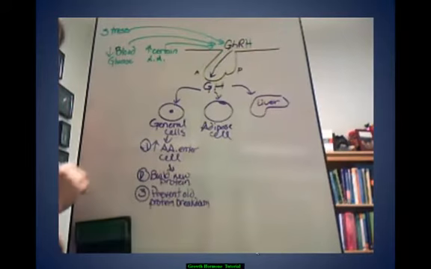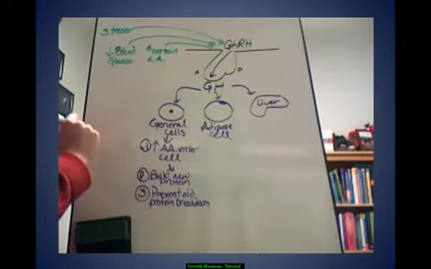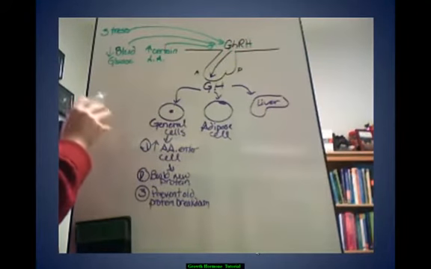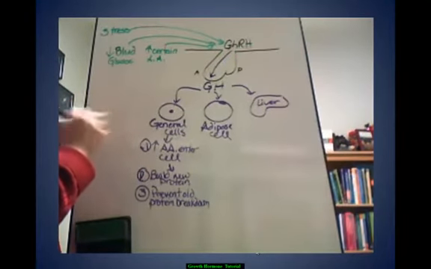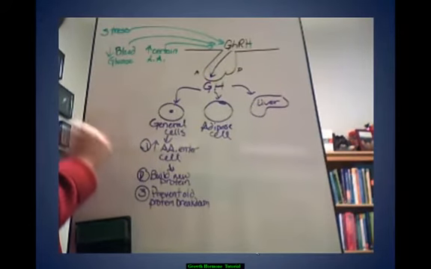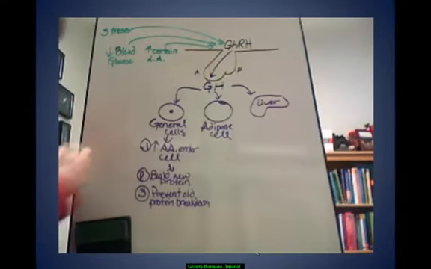So those are the three effects that I will see with my general cells when growth hormone binds to the receptor on the surface of these cells. I'm going to see increased amino acids entering the cell. I'm going to build new protein, and I'm going to prevent old proteins from breaking down.